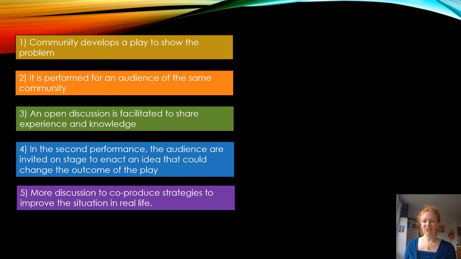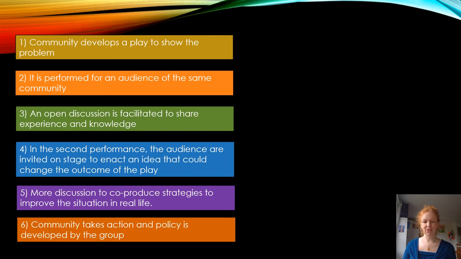After each intervention, the audience discuss the strategy. Is this something that could work in real life? What needs to happen? How could it improve the situation? And gradually, more strategies are co-produced. After all the discussion, the community has a list of strategies, things they want to change, policies, how they're going to do it, and the community takes action. And it's all developed by the people themselves.